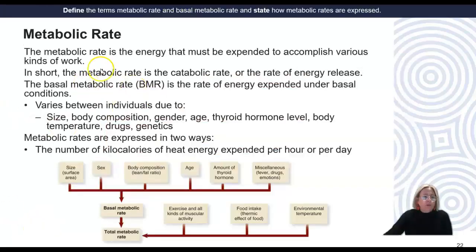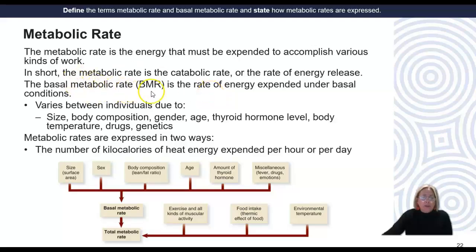Okay, so we're going to move on now to metabolic rate, which is the amount of energy released by catabolism. So the metabolic rate is the energy that must be expended to accomplish various kinds of work. So in short, the metabolic rate is the catabolic rate, or the rate of energy release.